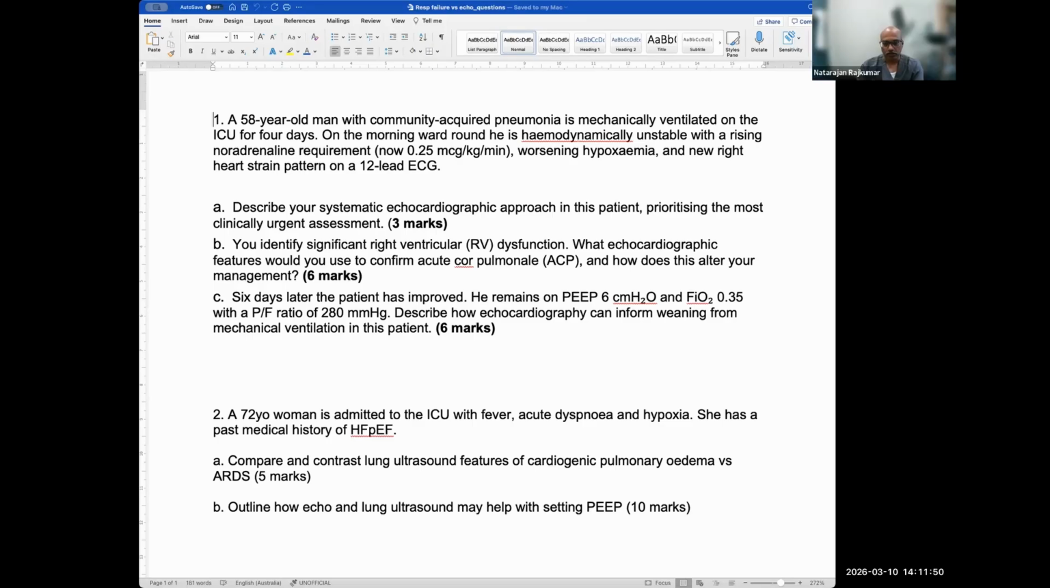Then in terms of linking that with management, I think all you've got to do is say that you're avoiding fluids. I don't think we care if you're writing about dialysis, diuresis. We just want to know that you are avoiding fluids, and you're avoiding afterload-increasing mechanisms. So I think that's important.